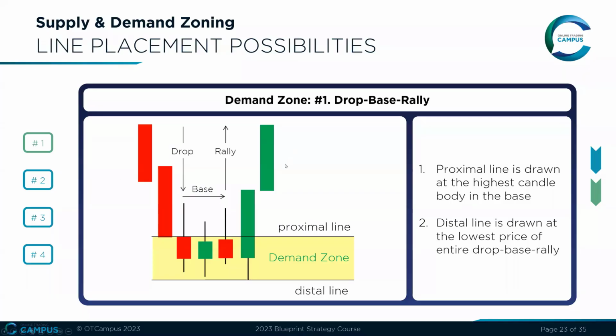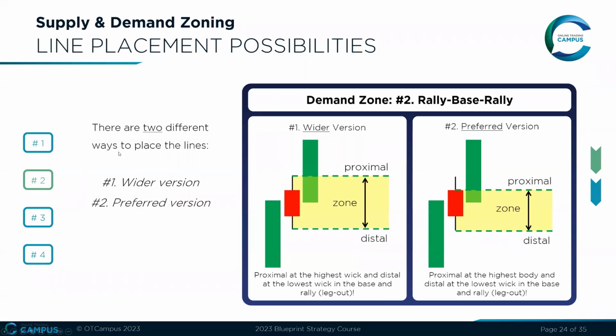This was the drop-base-rally. There's another demand zone, and that's the rally-base-rally. And for the rally-base-rally, I want one of you to potentially do the practical application in just a bit, after we talk about the theory real quickly here. So again, we have a wider version and a preferred version.